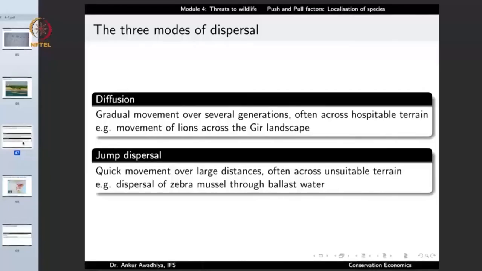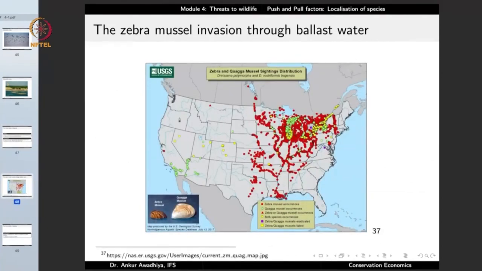But if a ship is moving from island 1 to island 2, and if the rats are able to get into this ship, they will be able to cross this inhospitable terrain very quickly, probably in a single generation. So this is an example of a jump dispersal, quick movement over large distances and often across unsuitable terrain. Another example is the invasion of zebra mussel through ballast water.